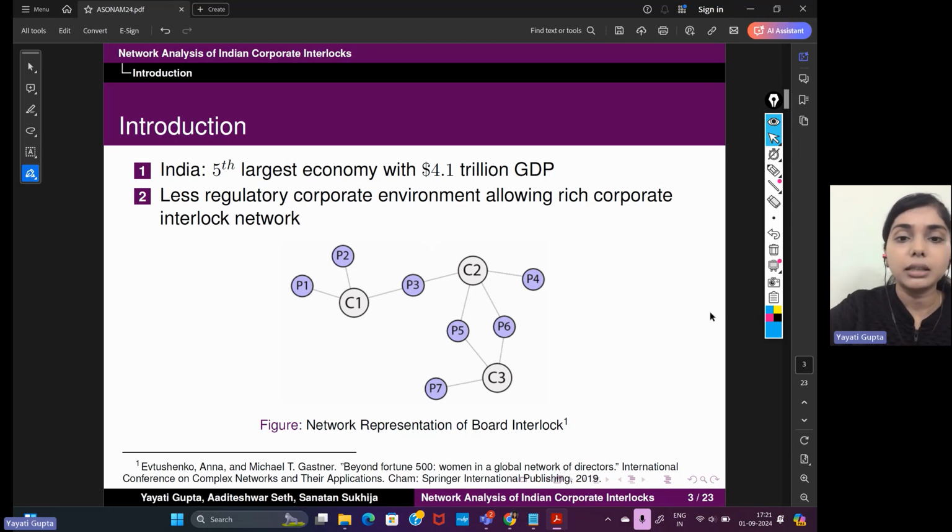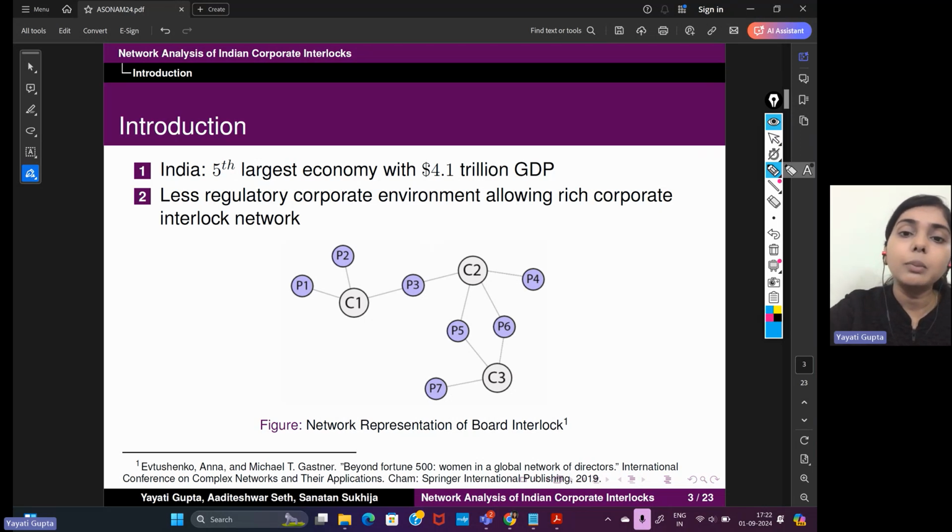At this point, I would like to define what a corporate interlock network is. As a toy example, it can be represented as a small graph that you see in the figure over here. It's a small bipartite network containing two kinds of nodes. The gray nodes here are the company nodes, which represent firms, businesses, or organizations. And the purple nodes are the people nodes, which can be executives or CEOs that sit on the board of directors of these companies. As an example, in this figure, P1, P2, and P3 sit on the board of C1. P3, P4, P5, P6 sit on the board of C2.